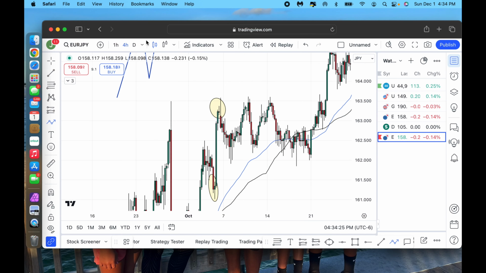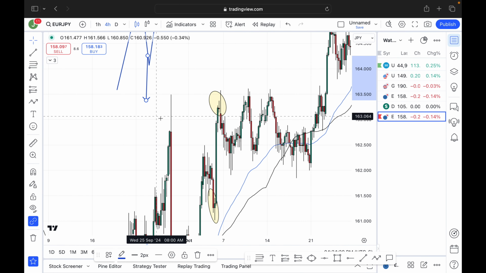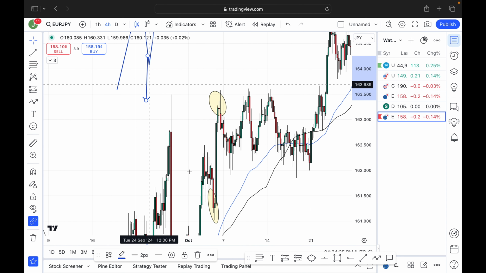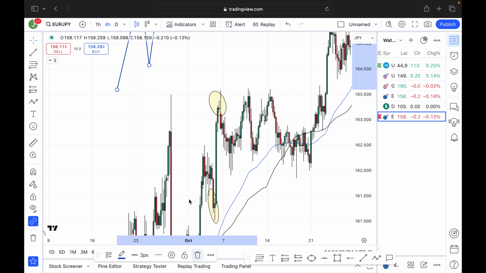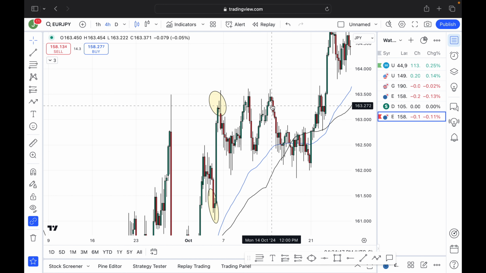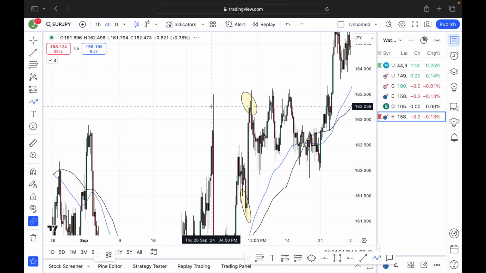So let's get started. Let's go over price action. And if we don't know what price action is, essentially it's higher highs, higher lows, lower lows, and lower highs, right? So that's how you identify the direction of the market, that the market can move in three directions.